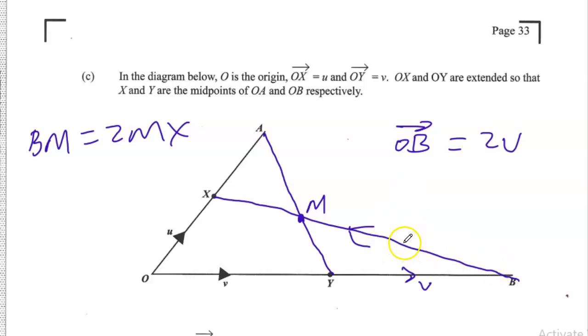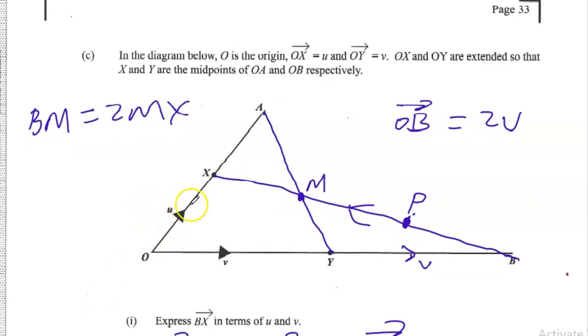So we can cut this into 3 sections. B to M is two of these thirds. Let me call this point P. So B to P is the same as P to M, same as M to X. Alright, so we need to find the vector BM now.